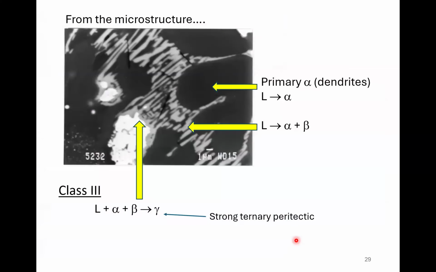And then this one is a class 3, or a strong ternary peritectic. So first of all, you had the primary dendrites forming. Then you had a eutectic, and you can see one of the phases in there is the same as there. So it's the same as in the dendrites. And then what happened is the liquid reacted with this to form this last phase, gamma. So that's class 3, or strong ternary peritectic.